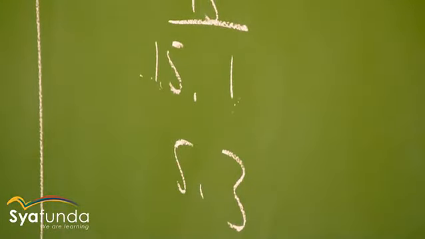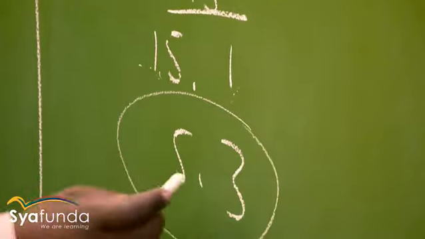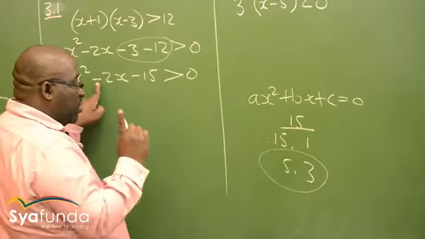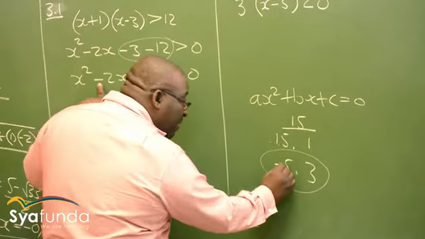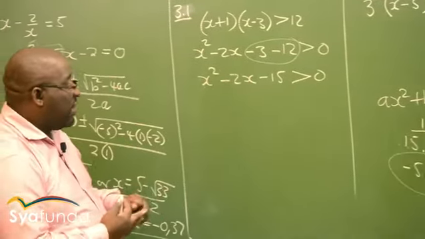Can I get 2 out of those factors when I add them or subtract them? Remember that I need to get minus 2. How can I get minus 2 out of these two factors of 15? I can only get minus 2 if 5 is negative and 3 is positive. So we do have factors: it is minus 5 and 3.